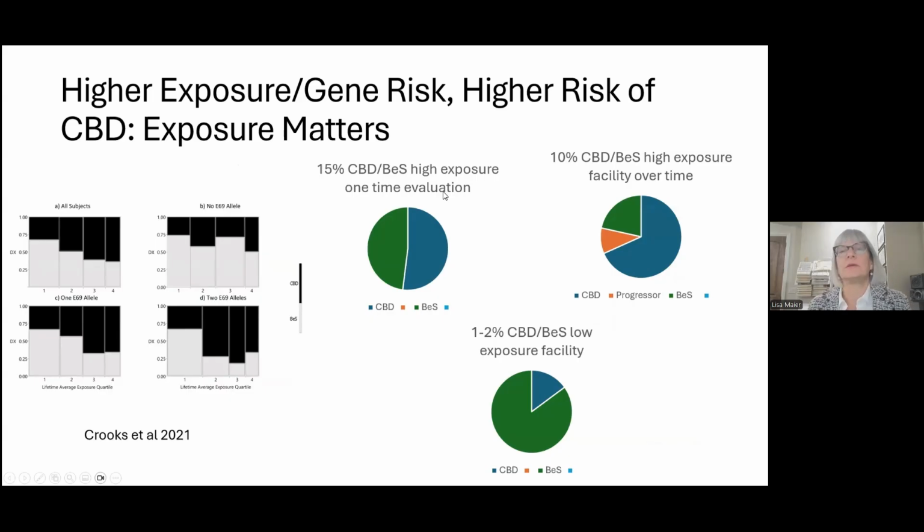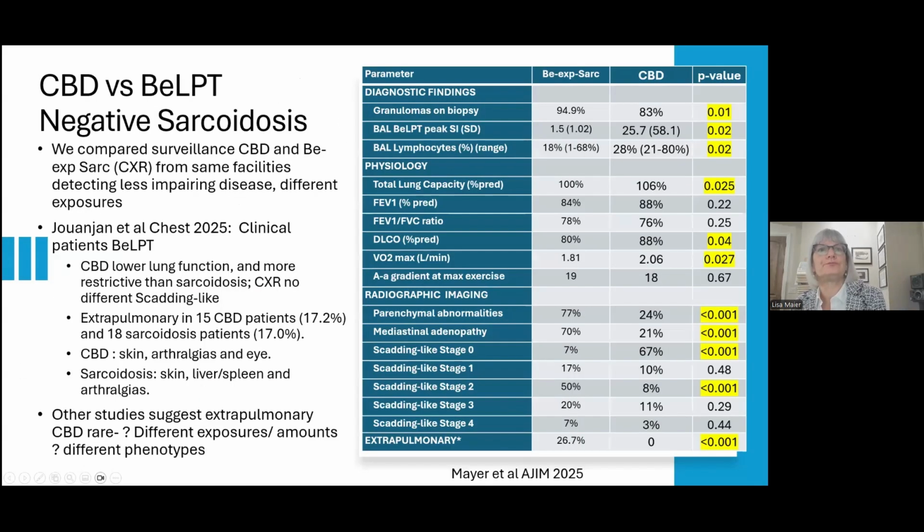Here's a workplace where we implemented medical surveillance one time, high exposure. We found a very high prevalence overall of 15% of CBD and sensitization, almost half and half. Another facility we continue to follow, 10% overall, and they've shown over time that some of these people with sensitization may go on to develop disease. Those are the progressors. And you can find beryllium in very, very low exposure settings and predominantly sensitization. So again, this is where the exposure matters. And I think this probably is relevant to other granulomatous diseases. And again, I'm just showing this in another paper we published a few years ago.